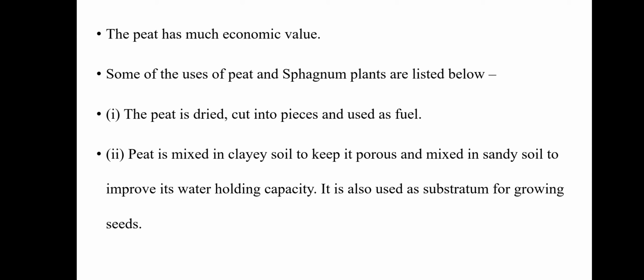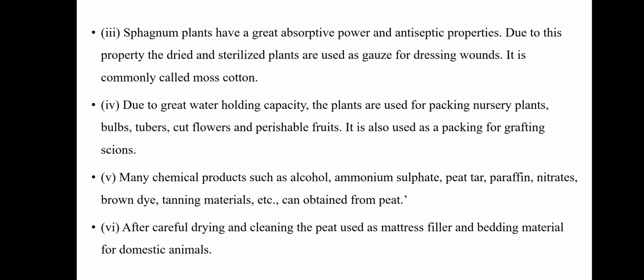Some of the uses of peat and Sphagnum plant are listed below. The peat is dried, cut into pieces and used as fuel. Peat mixed with clay soil helps to keep it porous, and mixed with sandy soil to improve its water holding capacity. It is also used as substratum for growing seed.